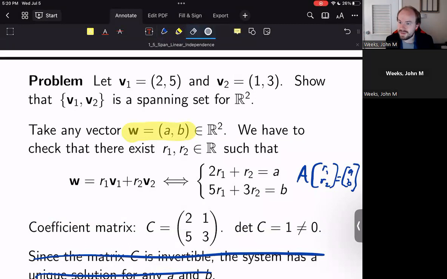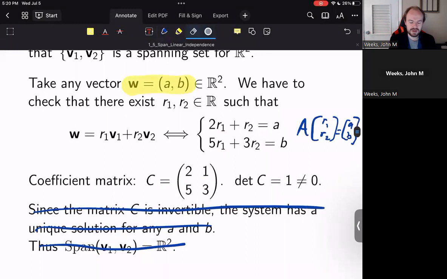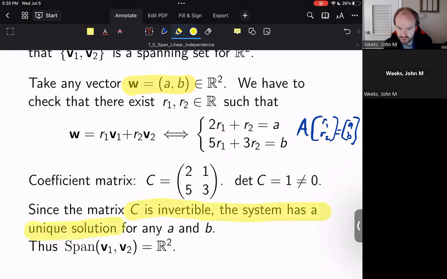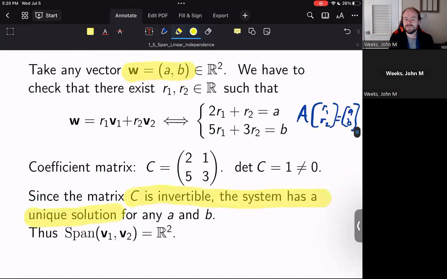We just take the coefficients of each of these variables once they're lined up neatly, and we get 2, 1, 5, 3 for that coefficient matrix. Well, is this matrix invertible? We just have to find out by taking the determinant. The determinant of that matrix is 1, which is not 0, which means that you can form an inverse for this. Since the matrix is invertible, the system has a unique solution, thanks to our discussion from before. So that means we can find the scalars R1 and R2 that solve this matrix equation. That means that W is indeed in the span. And so we are done.